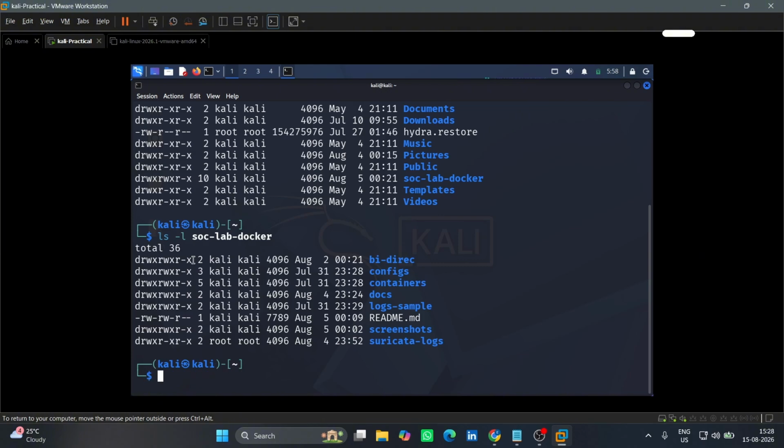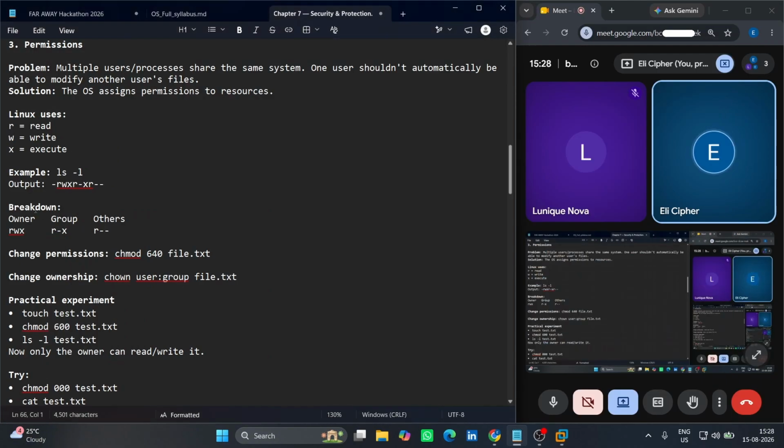Yes, okay. This is here. This is our first group, right? First RWX, first group. Second RWX, second group, and the third R hyphen X. Hyphen X means it doesn't have any permission for write, right? For whom? For others, right?